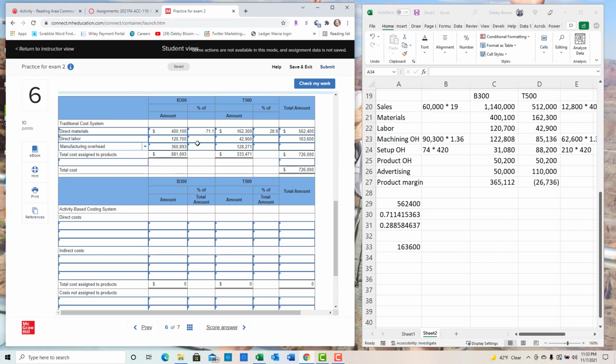Now I'm going to take the percent of total for each. So 120,700 divided by 163,600 gives me 73.8%. And for the T500, I'm going to take 42,900 and divide by the total of 163,600, and I'm going to get 26.2%.